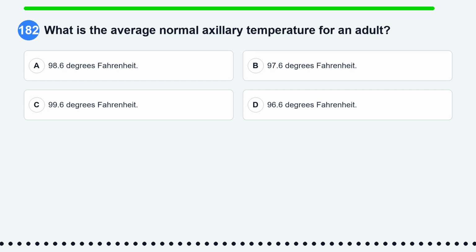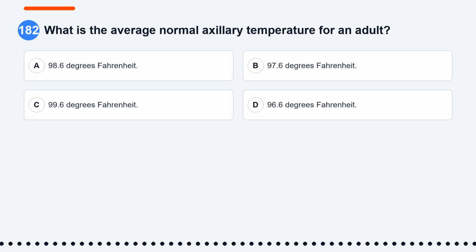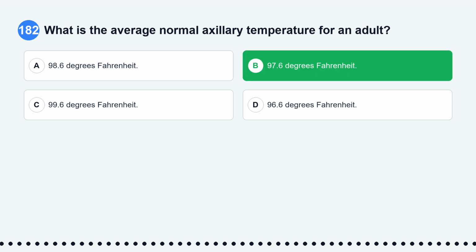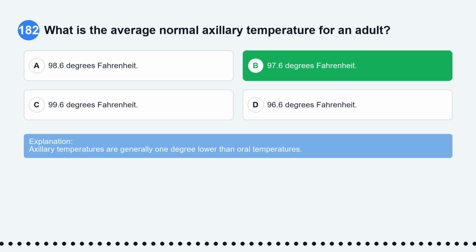Question 182. What is the average normal axillary temperature for an adult? Option A, 98.6 degrees Fahrenheit. Option B, 97.6 degrees Fahrenheit. Option C, 99.6 degrees Fahrenheit. Option D, 96.6 degrees Fahrenheit. The correct answer is option B, 97.6 degrees Fahrenheit. Axillary temperatures are generally 1 degree lower than oral temperatures.